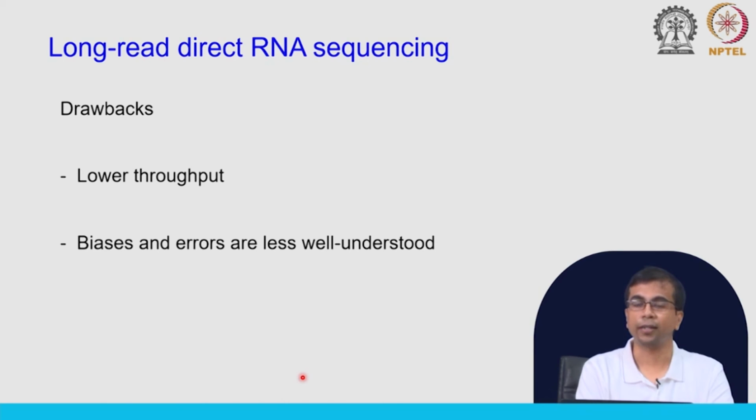So, in that case you probably want to use a combination of long read and short read sequencing, because then you can combine the advantages of both of these methods. Another drawback of direct RNA sequencing is that we still do not understand these biases and errors very well, because we have been doing this method for a very short time, and more time is required to understand what kind of errors you can get and how to address them.